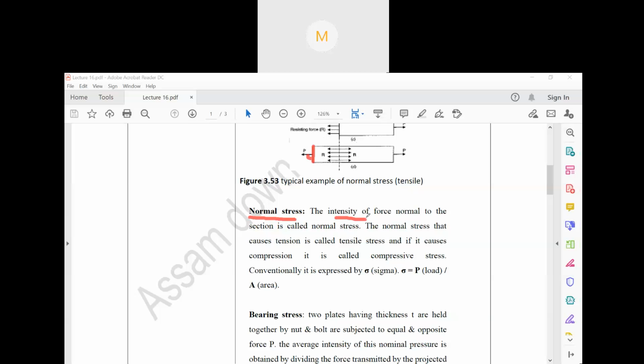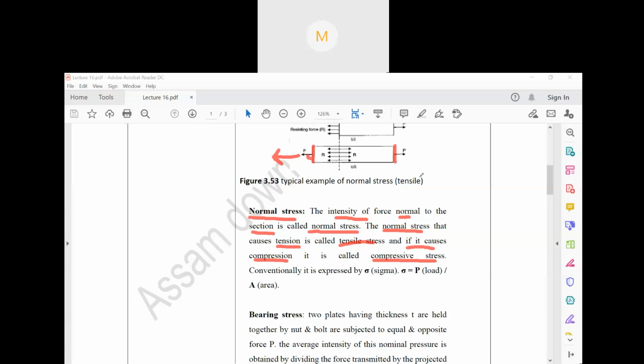So that means if the force is normal to the section, if the force is normal, this force is normal, right? It is normal. So that means it is called normal stress. Now the normal stress that causes tension is called tensile stress, and if it causes compression, it is called compressive stress.